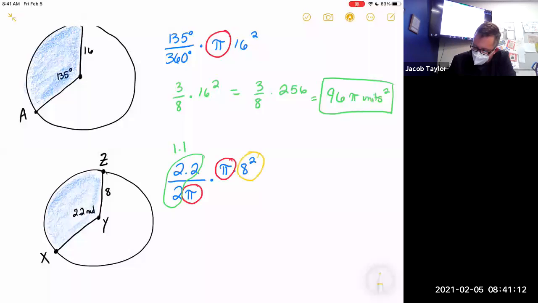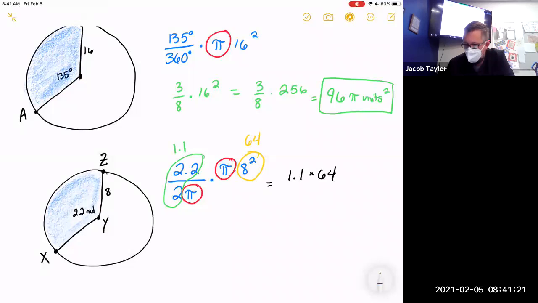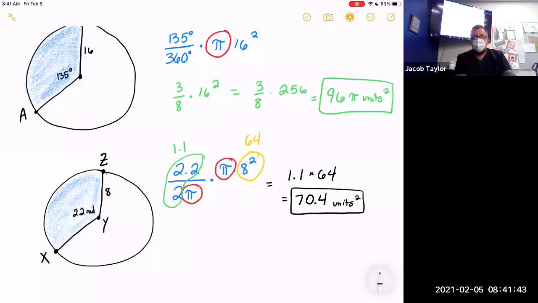And 8 squared is 64. So when the smoke clears, I'm going to have 1.1 times 64. 1/10 of 64 is 6.4, and 64 plus 6.4 is 70.4. We were not given units, so again, we will say units squared. And that's the way I like it.